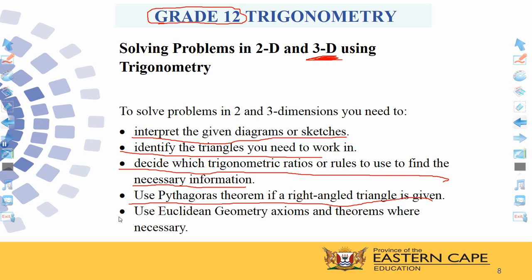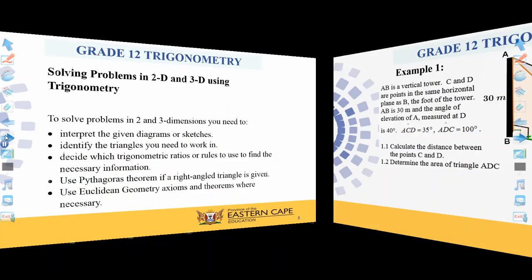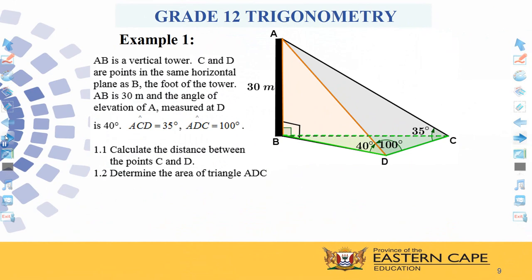Then lastly, you must always keep in mind that the use of Euclidean geometry, axioms as well as theorems is also useful when necessary. So in other words, if for instance there is a triangle with 2 angles, then you must understand that the third angle you know. Or if there is a triangle that is given to be isosceles, then you must know what are the properties of isosceles triangle, and so on and so on. It is very important for you to understand that. Now, we'll need to do an example so that we see how we apply this, or how we solve a problem in 3 dimension to be specific.